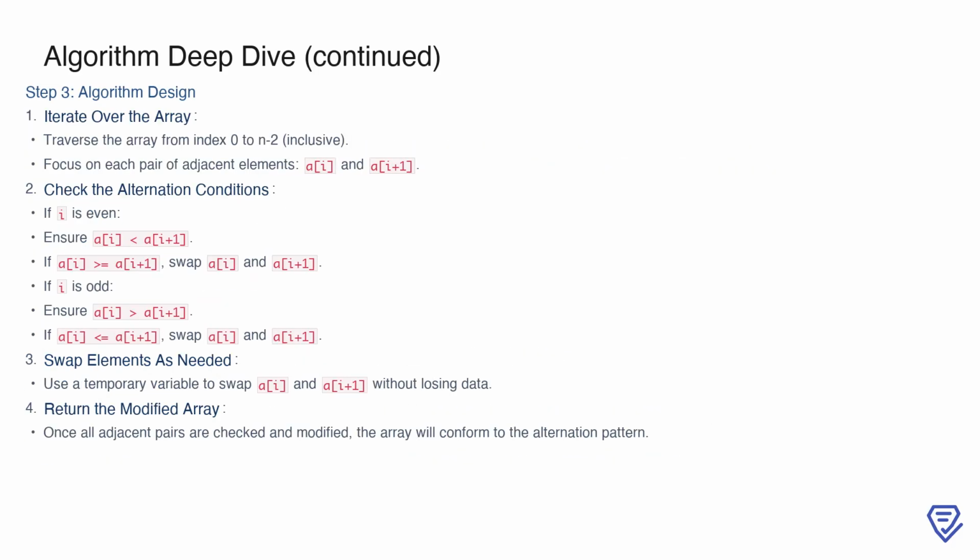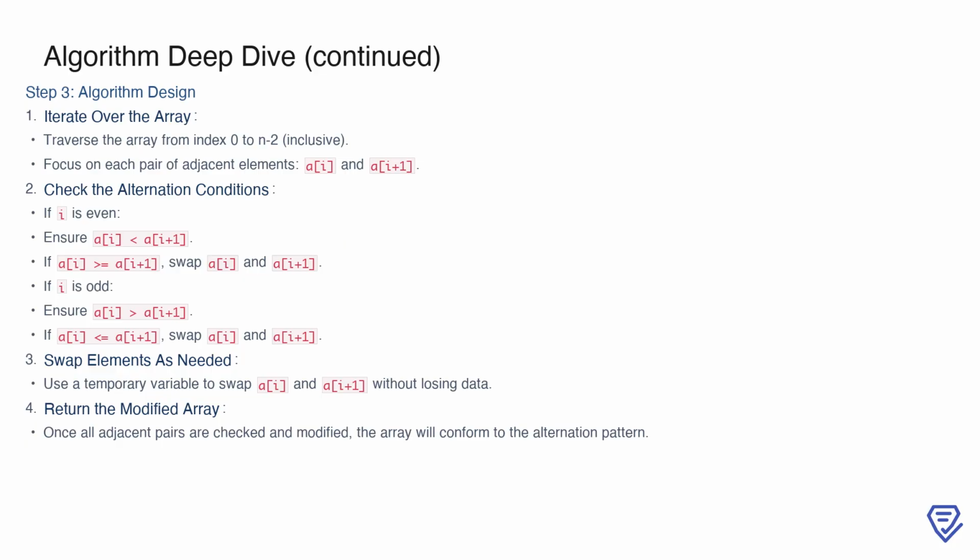The algorithm begins by iterating through the array, specifically from index 0 to n-2. For each pair of adjacent elements, we check whether they satisfy the alternation conditions. If the current index i is even, we ensure that the element at i is less than the one at i plus 1. If this condition is not met, we swap the two elements. Similarly, if the index i is odd, we ensure that the element at i is greater than the one at i plus 1. Again, if this condition is violated, we swap the elements.